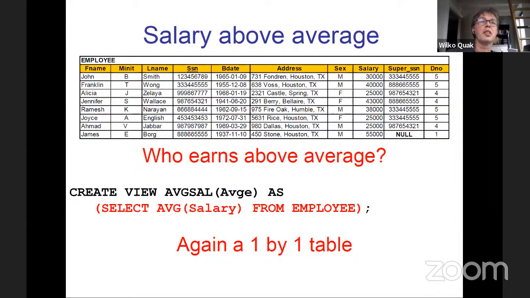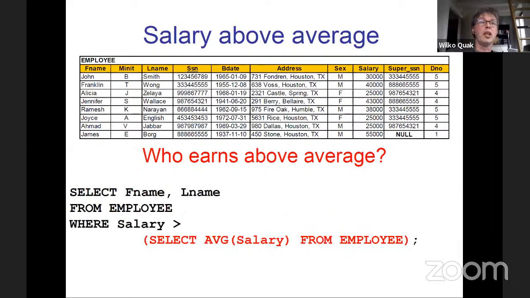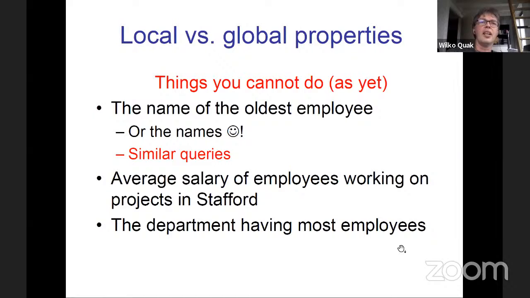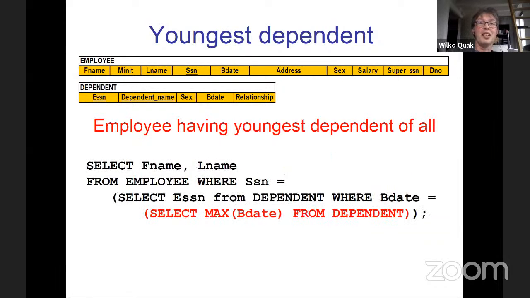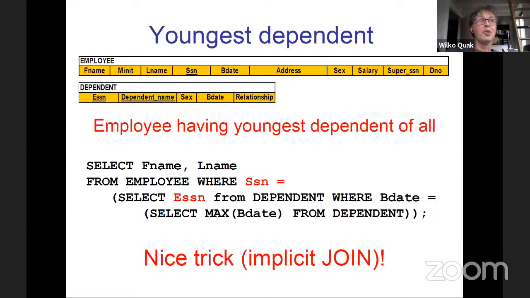Similar queries again, that means there are more examples of the same. Who earns above average? You can use a nested query again, or you could do it with the create view table, but you can also do a nested query, because here the nested query is between brackets. And the youngest dependent, you could do it with a view, but again with a nested query. So every time you use a view to make a 1 by 1 table, you can get rid of the view and use a nested query.